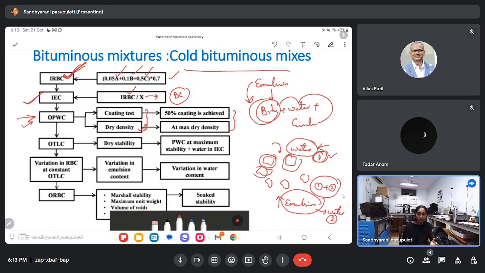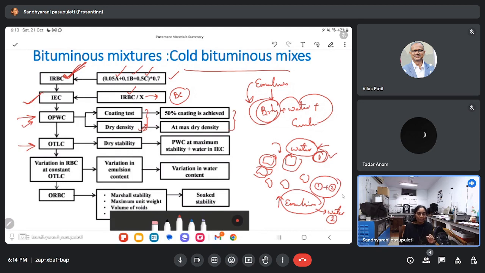So now let us fix the optimum water content. Once the optimum water content is known, we have to fix the water in the emulsion. If that is also fixed, we know the total liquid content. So the next step is the optimum total liquid content. Now we have aggregates, and we are going to add some emulsion to them. To the aggregate we have already added the pre-wetting water content. Now I will add the emulsion.